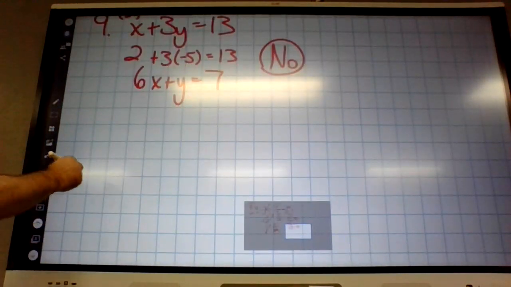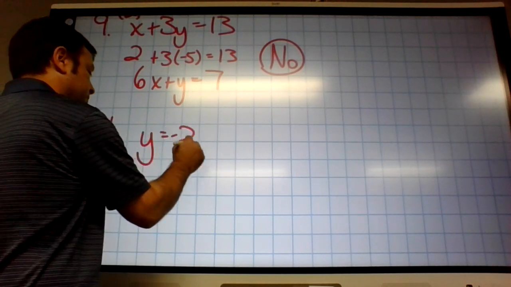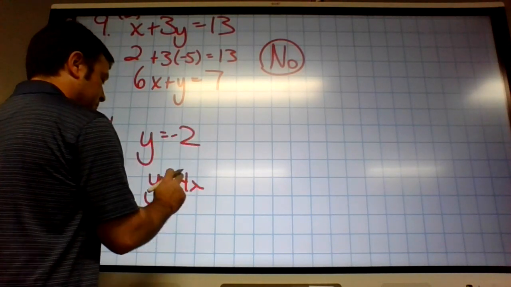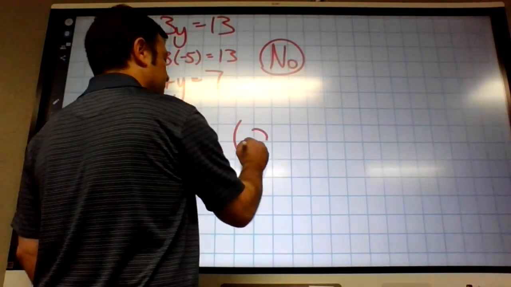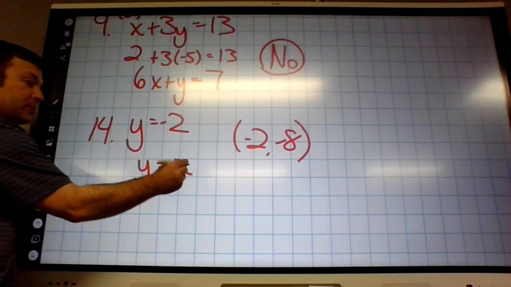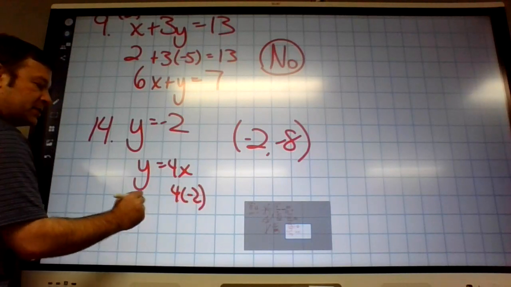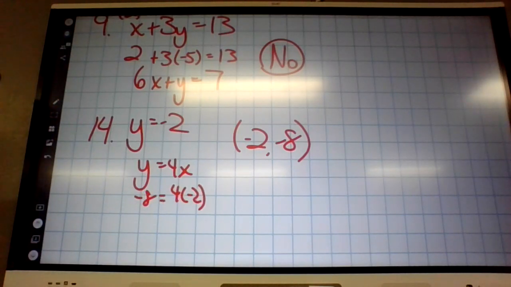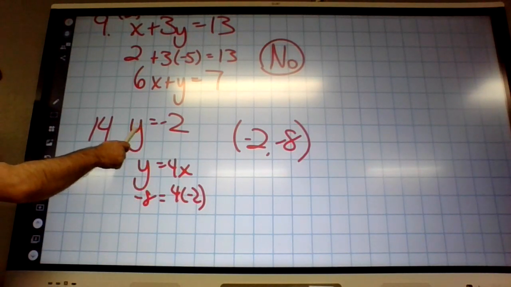Let's go ahead and jump to 14 though, because it's a little bit different. y equals -2, y equals 4x. And we're supposed to plug in (-2, -8). Well, let's start with the more obvious one. Does it work on this equation if I plug in -2 for x and -8 for y? Is that a true statement? Yeah. 4 times -2 does equal -8. Works on that one. What about this one though?